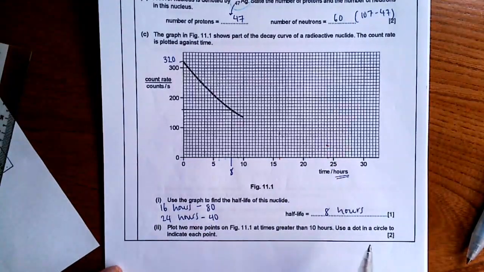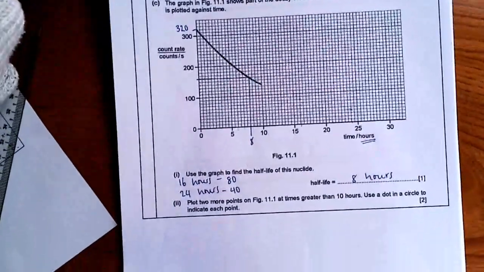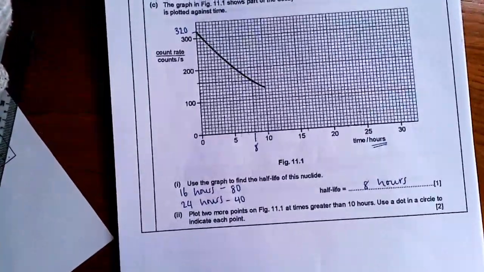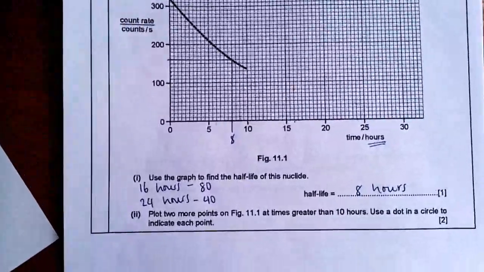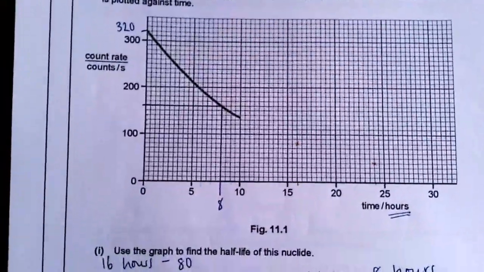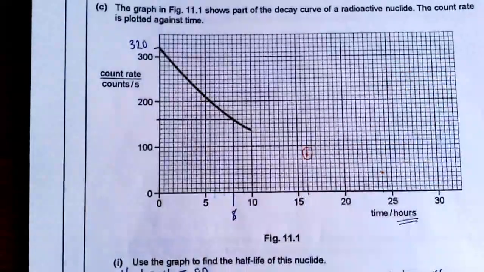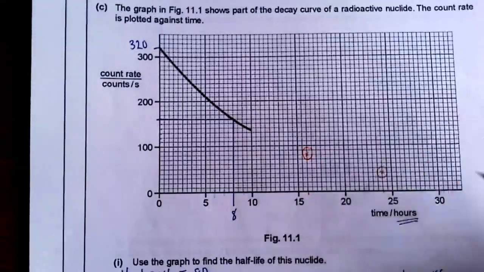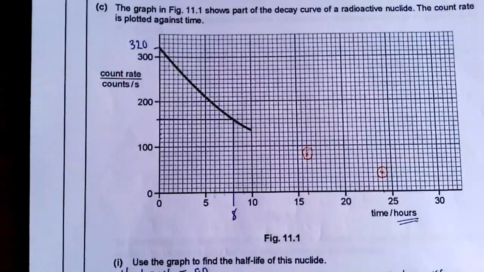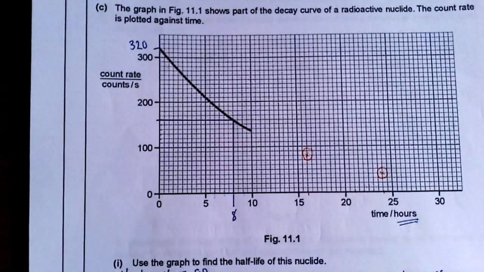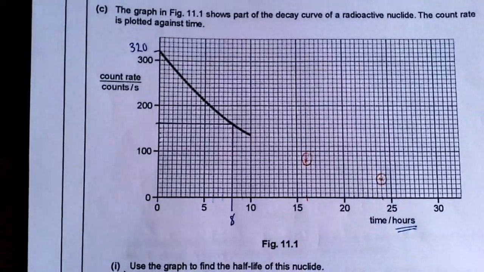It also says, if you look a bit more clearly further down, that you need to use a dot in a circle to indicate each point. I actually hadn't read that carefully beforehand, but basically, if you just put a circle around your point, that would be helpful. And then you need to, in fact, no, you don't. All it says is plot 2 more points at times greater. So you don't even need to finish the line of best fit there, or the curve of best fit. That won't be necessary for the marks.